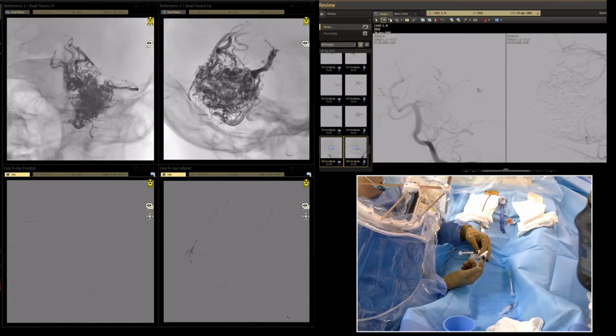As it's connecting to the dural branch, it's very important to disconnect all this territory from the dural supply. It's very important.